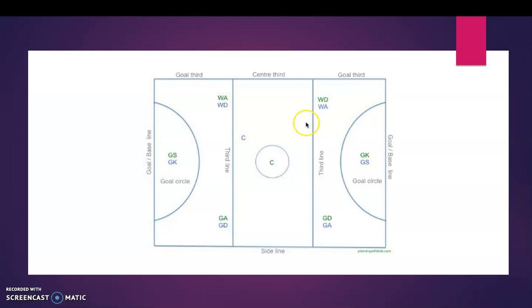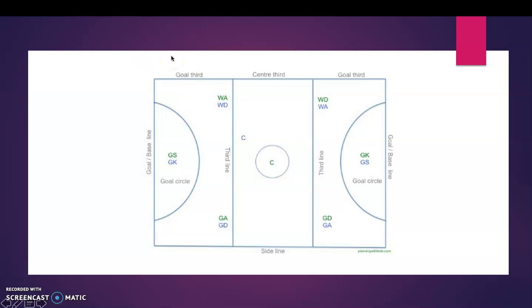The next position I'm going to go on about is the wing attack. A wing attack is known to be the key playmaker when on the court. They normally are the ones who create the goals by passing it forward to the goal shooters, or if they don't get the ball, they would be distracting the opposition defenders with their movements to create space for the shooters to receive the ball from other teammates. When defending, one of their roles should be to mark the opposition's wing defence and make their job hard.